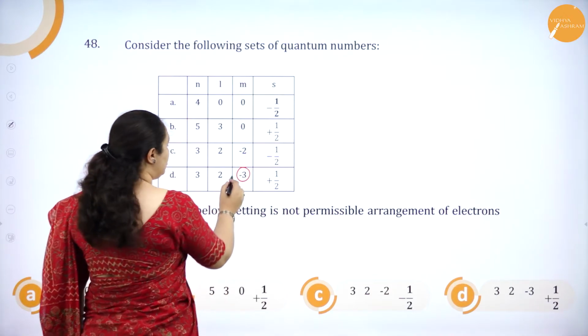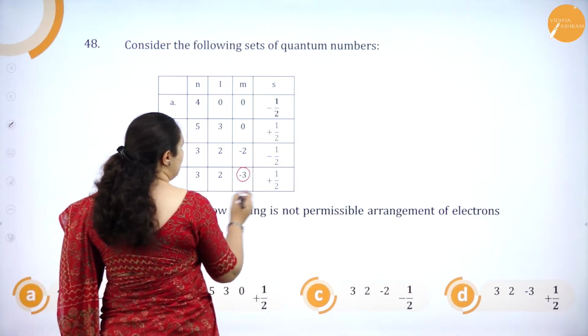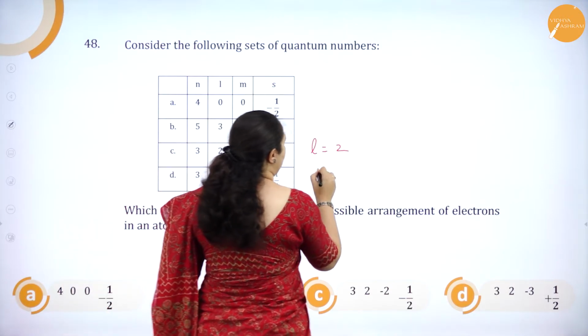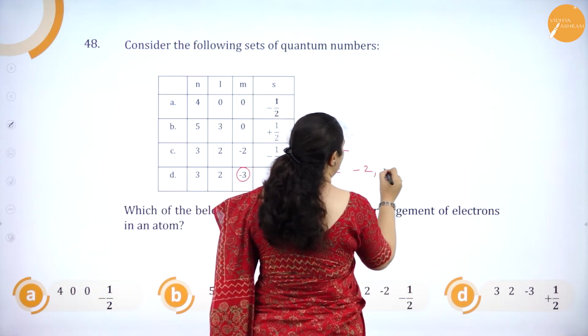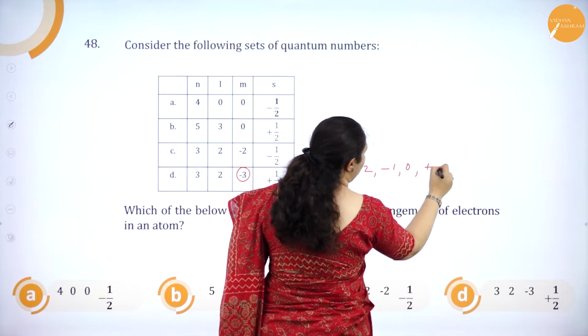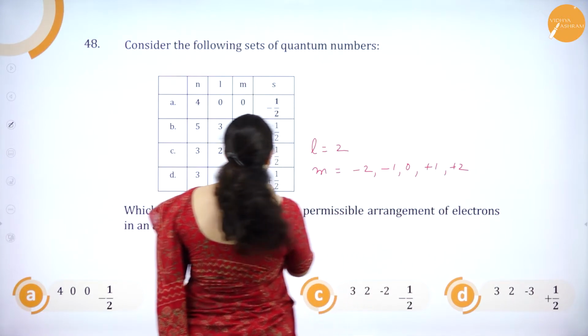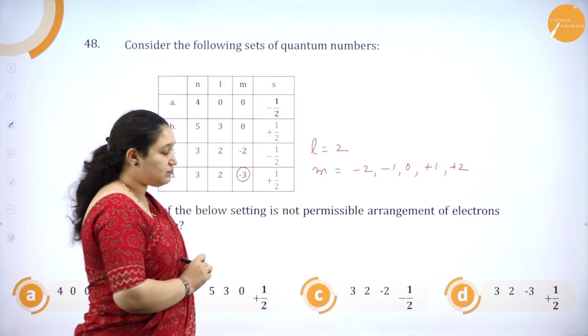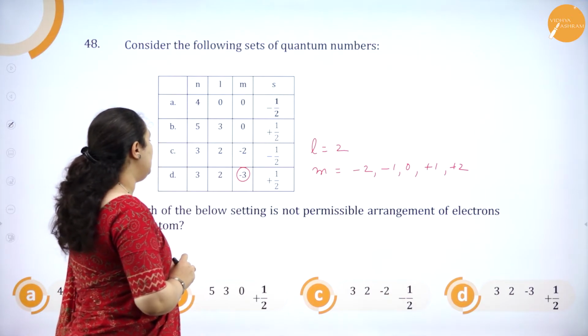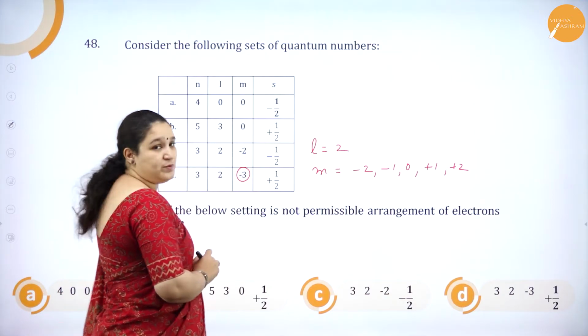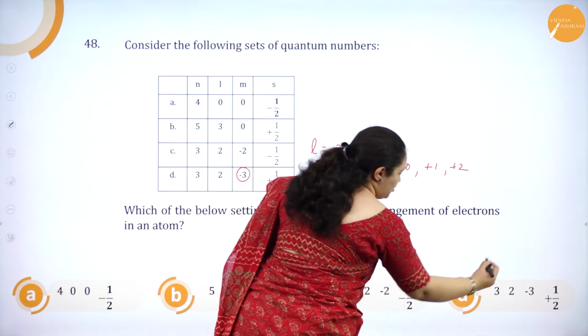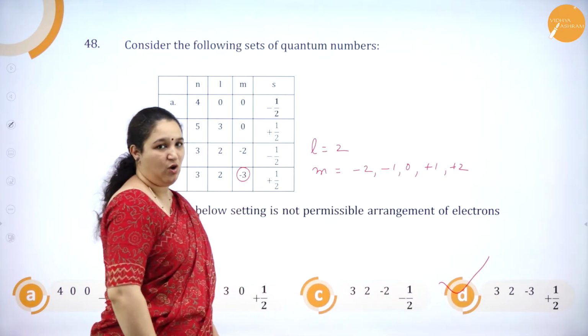Correct? No. When L is equal to 2, then M can be minus 2, minus 1, 0, plus 1 and plus 2. It cannot be minus 3. So obviously, which is the wrong answer? It is option D. So option D is wrong.